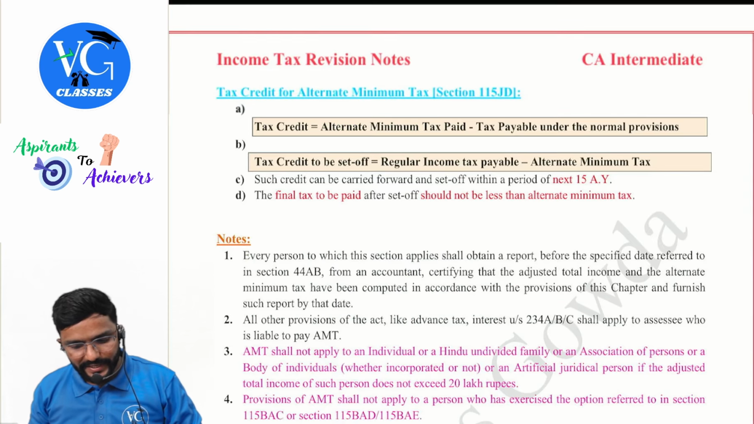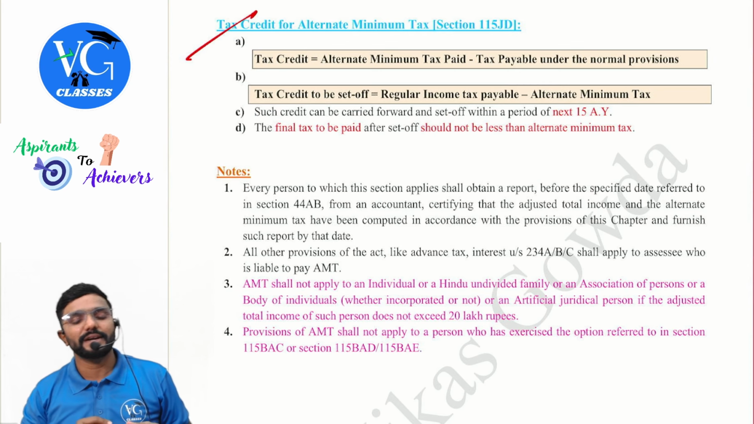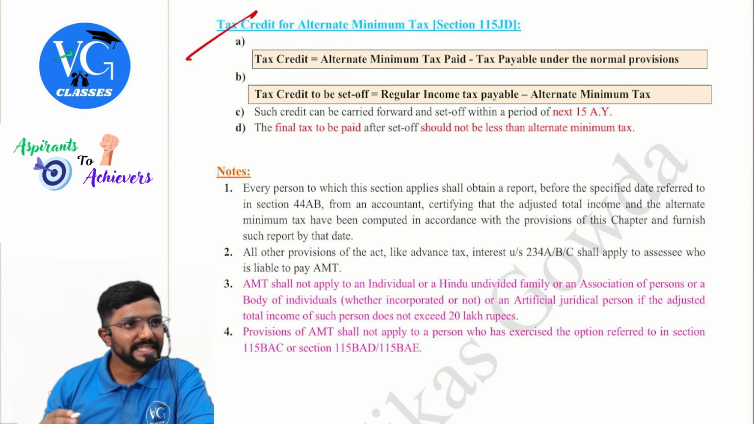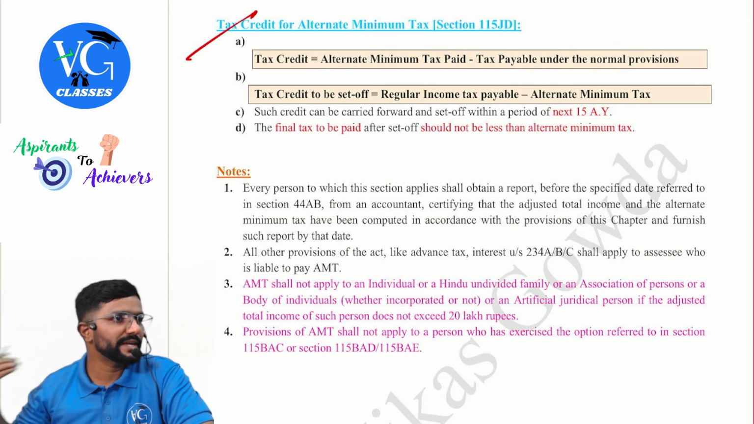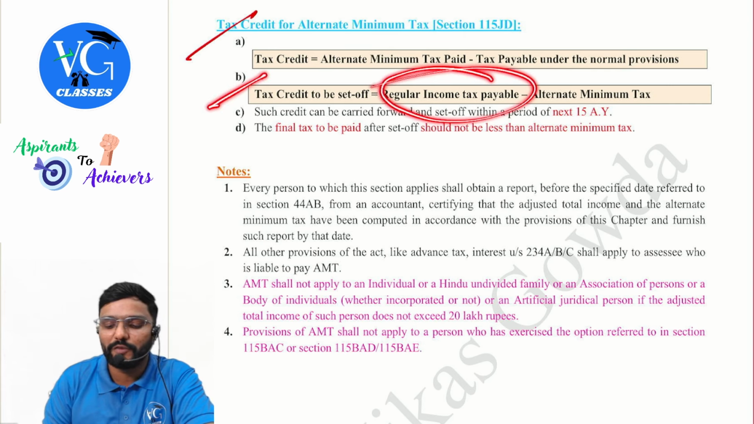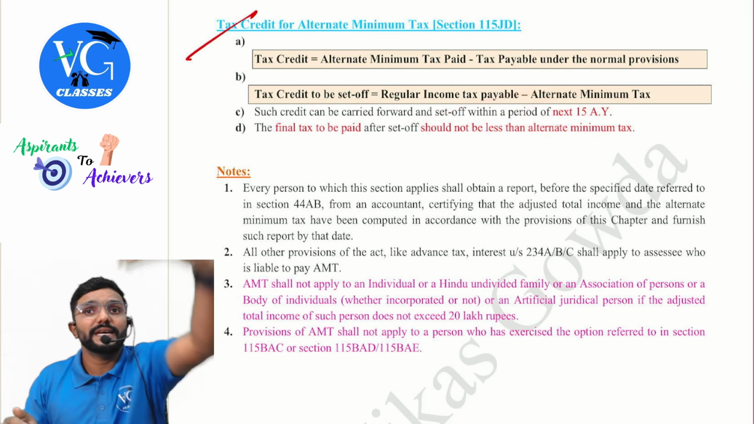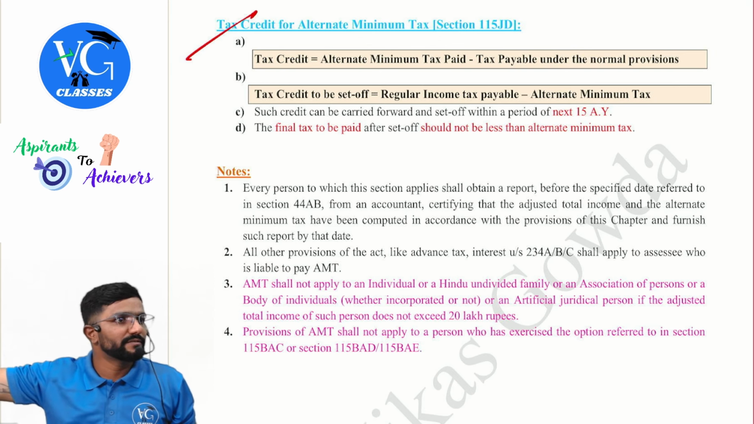Okay. So about credit, I have given the points here. Tax credit, that is AMT credit, is covered under section 115JD. When will I get credit? When I have paid AMT. Whatever amount in excess of normal provision is there, we will get that much as credit. When can I adjust it? When tax as per normal provision is more than AMT, guys. How long can I carry forward? The year in which I have got it, leave it. Next 15 years.